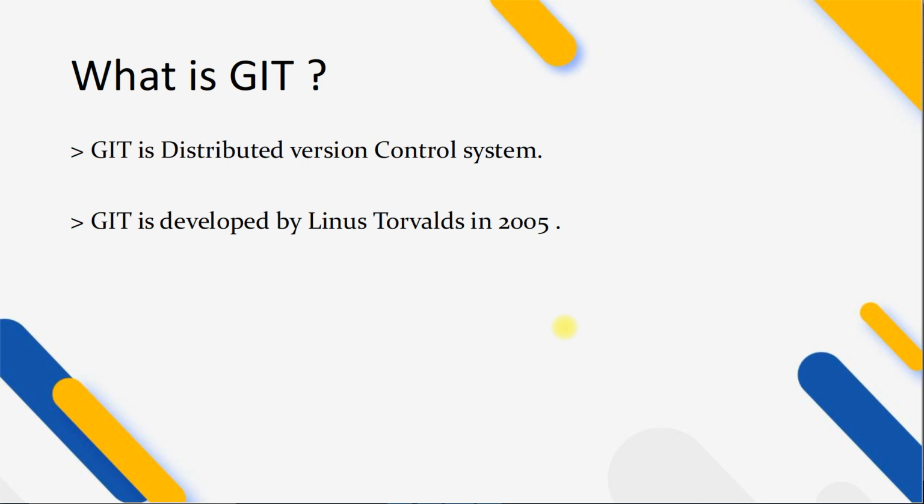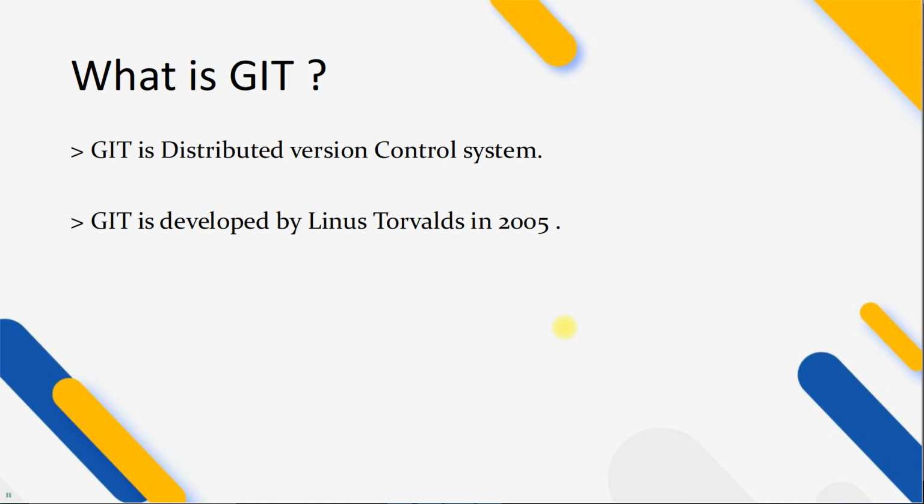So a distributed version control system is nothing but each and every user having their own copy of the repository on the local machine. So it is distributed between each and every user. That is nothing but a distributed version control system. So this is about what exactly Git is, and why we are using it.